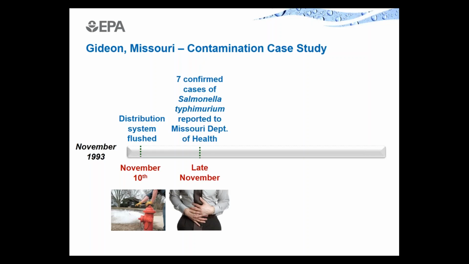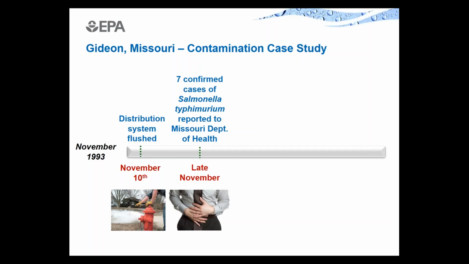Later, near the end of that month, the Public Health Department identified 7 culture-confirmed cases of Salmonella typhimurium gastroenteritis, which were reported to the Missouri Department of Health. And this, of course, triggered an epidemiological investigation. Throughout December, the number of cases continued to rise, and the health department continued their investigation and eventually ruled out foodborne illness as a potential cause.